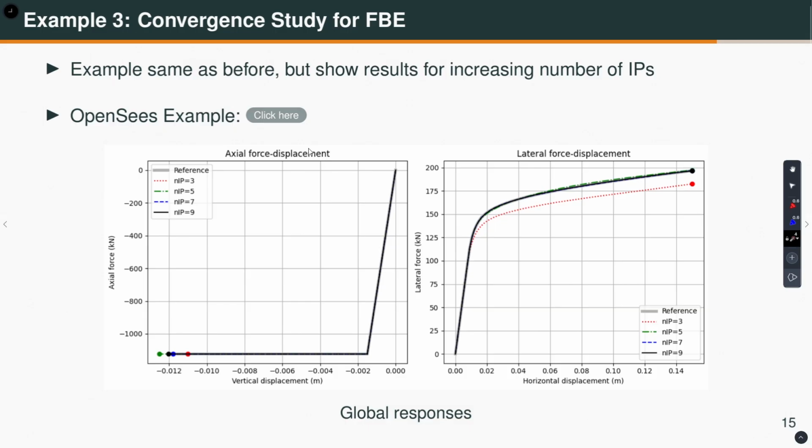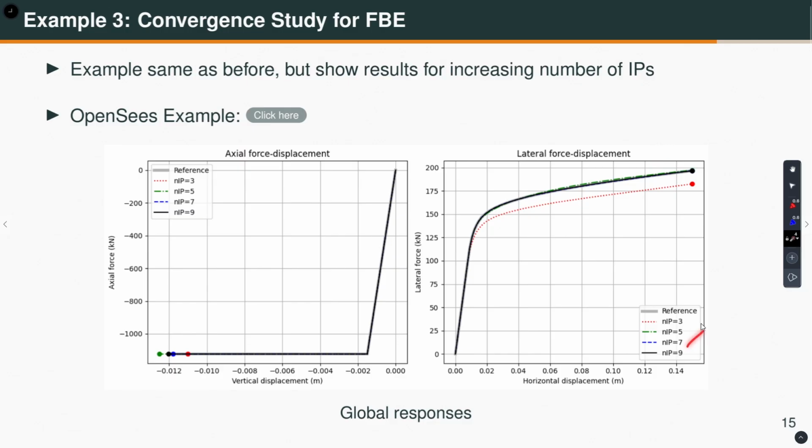What I am doing is plotting the axial force versus vertical displacement for the cantilever, and 3, 5, 7, 9 are the increasing numbers of integration points I have used. And you can see that the results are converging. Here the maximum vertical displacement tends to converge. Red is for 3, then green, blue, black, they are basically converging. On the other hand, for lateral force versus lateral displacement, you can see the solution has converged, even with 7 integration points.